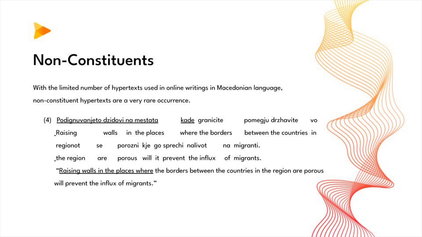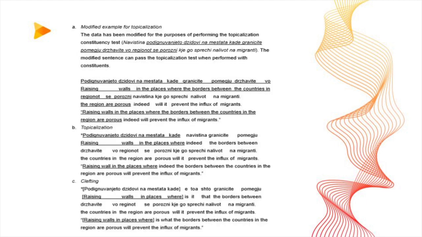Подигнувањето ѕидови на местата каде границите помеѓу државите во регионот се порозни ќе го спречи наливот на мигранти, which translates into raising walls in the places where the borders between the countries in the region are porous will prevent the influx of migrants. To confirm that this hypertext is a non-constituent, several tests can be conducted.